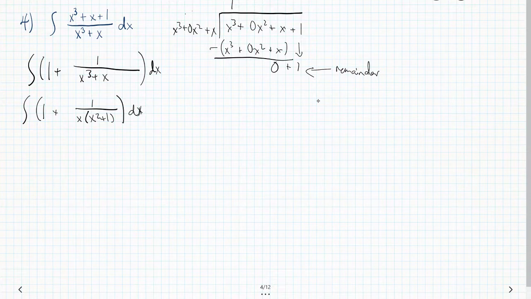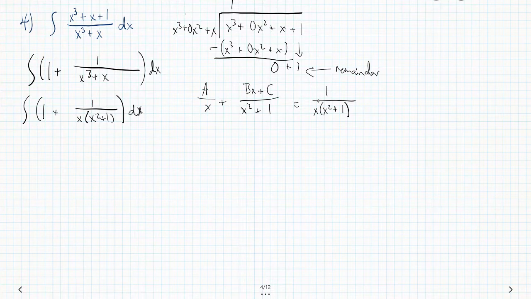Okay. So that means our partial fraction decomposition becomes a over x plus bx plus c over x squared plus 1. And that should equal 1 over x times x squared plus 1. Okay, now moving forward from there, we can multiply both sides by x times x squared plus 1. So notice what you get is a times x squared plus 1.